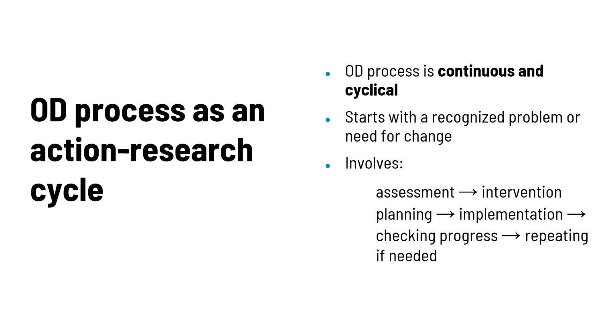The OD process is based on an action research logic. It is not a straight line. It is a continuous cycle. It begins when a problem is recognized or when leaders see a better future and want to improve the organization proactively. Then OD proceeds through assessment, planning and intervention, implementing it, and checking whether progress is satisfactory. If the change is not producing the desired results, the cycle repeats because OD is designed to learn from evidence, adjust, and improve until the desired developmental results are achieved.